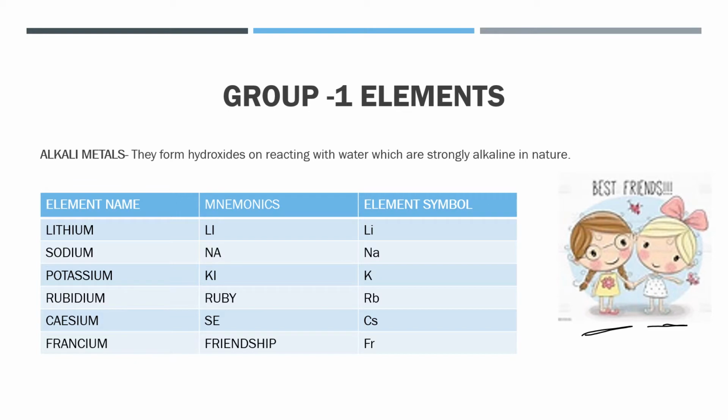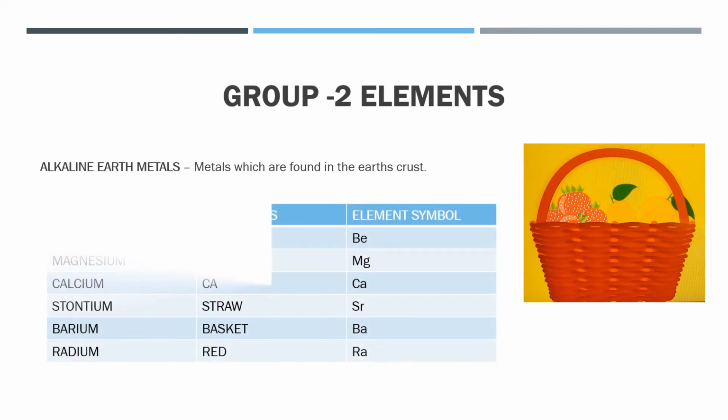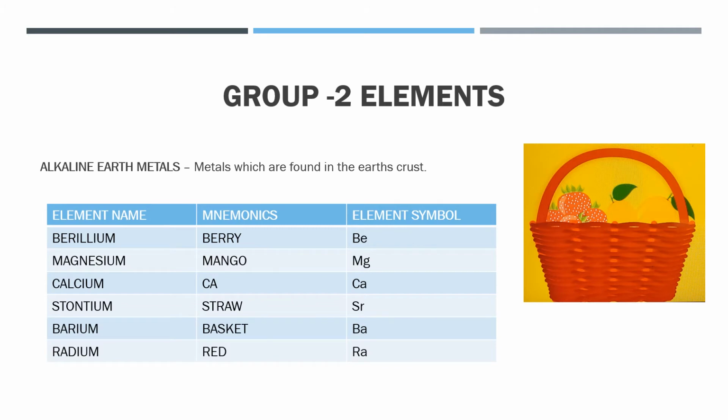Now let's go to group 2 elements, also known as alkaline earth metals. These metals are mostly found in the earth's crust and are basic in nature. That's why they got the name alkaline earth metals. So let's learn the mnemonic for this. This group consists of beryllium, magnesium, calcium, strontium, barium and radium. The symbols are Be, beryllium, Mg, magnesium, Ca, calcium, Sr, strontium, Ba, barium and Ra, radium.